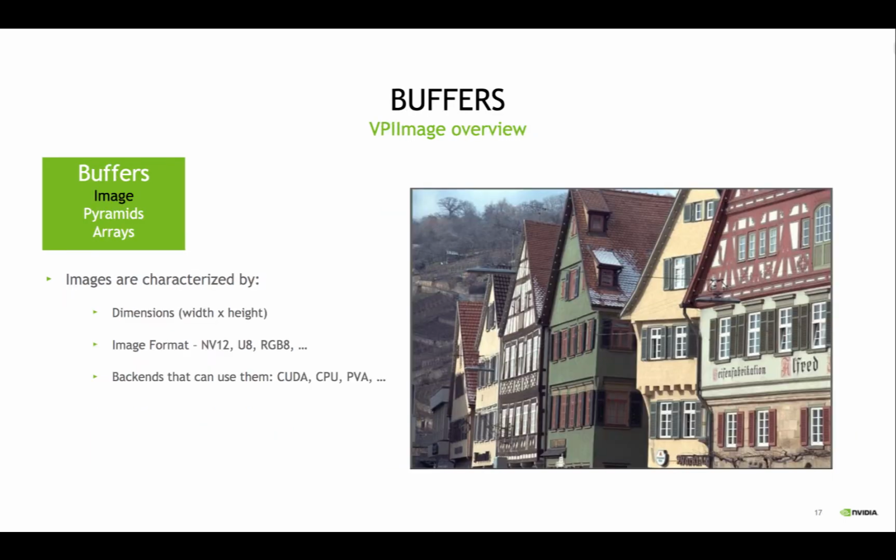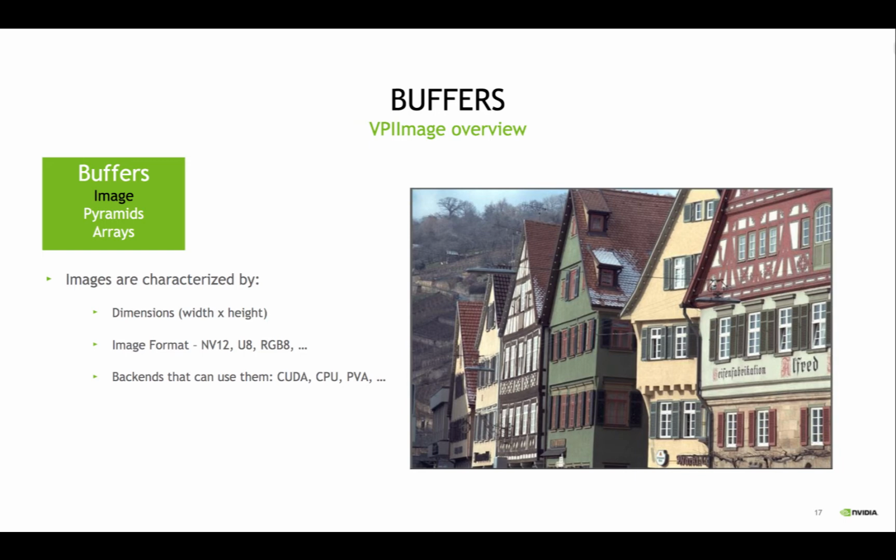With backends understood, let's now cover VPI buffers. They represent three types of data: images, image pyramids, and arrays. Let's talk now about images. In VPI, they are represented by VPI image objects. As you would expect, images are characterized by their dimensions and image format, whether it's RGB, NV12, or U8 for 8-bit, which is typically used for grayscale data. And most importantly, images are characterized by what backends can use them.